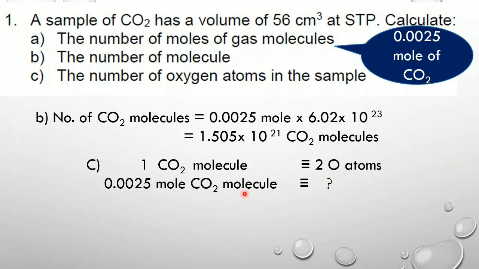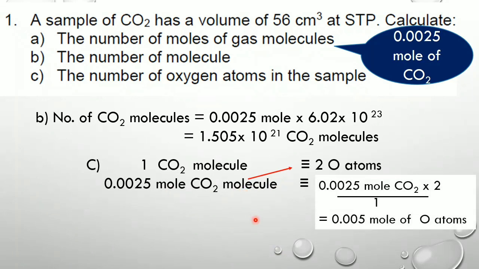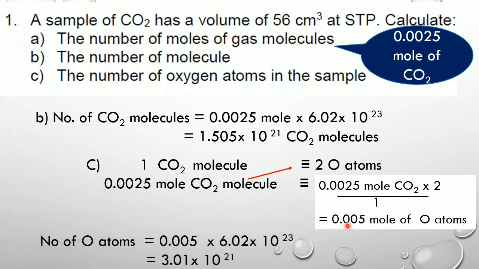So we can use the cross multiply method, which is 0.0025 mole multiplied by 2 divided by 1, and the number of mole of oxygen atom is equal to 0.005. So now we have the mole of oxygen atoms, and we multiply by the Avogadro number. So the number of oxygen atoms is equal to 3.01 times 10 to the power of 21.